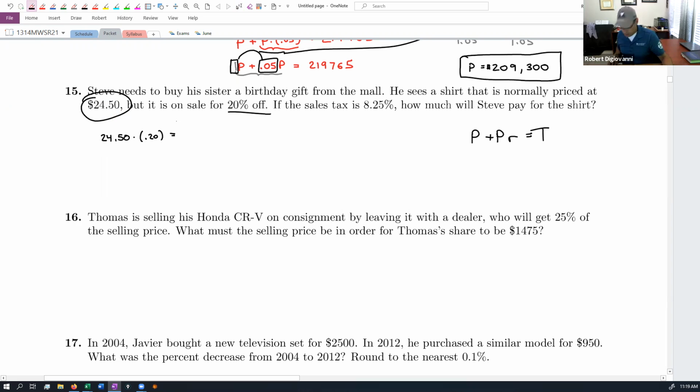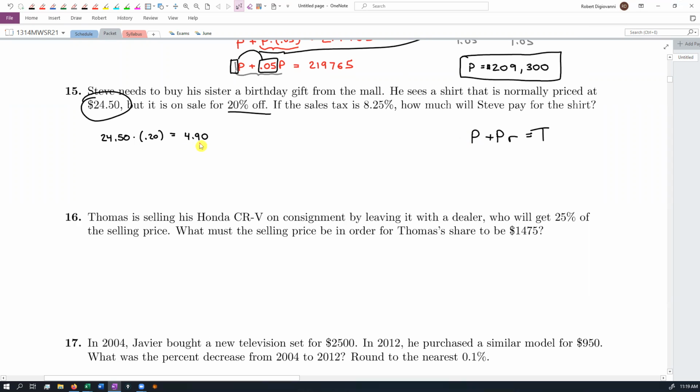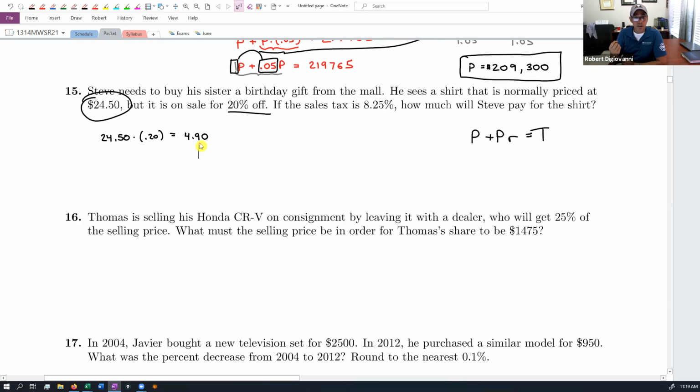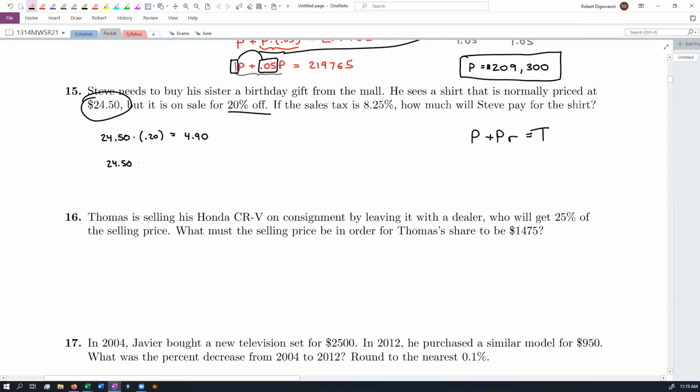Let's do that and see what we get. 24.50 times 0.2. I'm getting $4.90, right? That is correct so far, but that's not the price we're going to pay for the shirt. Lewis, what is the $4.90? That's the amount I take off, right? That's the discount. So I need to now take the 24.50 and subtract the 4.90. Let's do that.